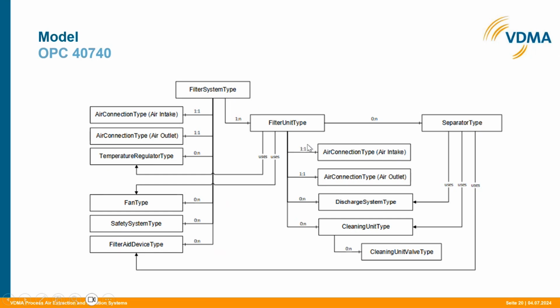And each one of those filter units, on the other hand, may also have an air intake and an air outlet, and use a separator. I will talk about the separator in a minute. So the separator is the main element that does the filtering in our filtration devices. There may be a dust discharge system if we are talking about cartridge filters, for example, that have a dedusting or a cleaning system.